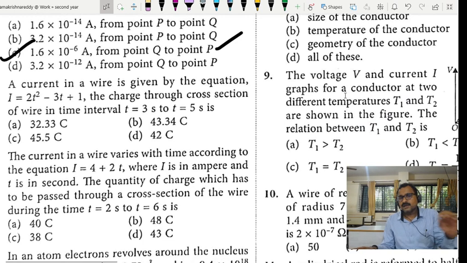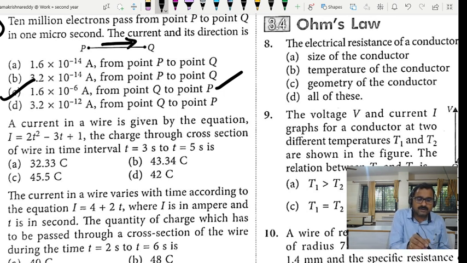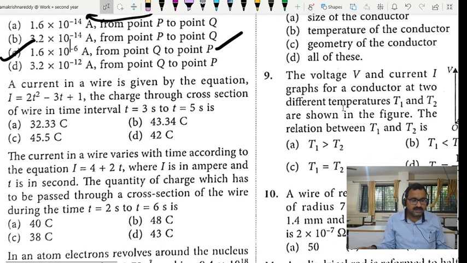So remember that conventional current direction is in the direction of positive charge, or opposite to the electron current. Electrons are moving in this way, so that's why we wrote that the current direction is from Q to P. Next, third question, question number 3.